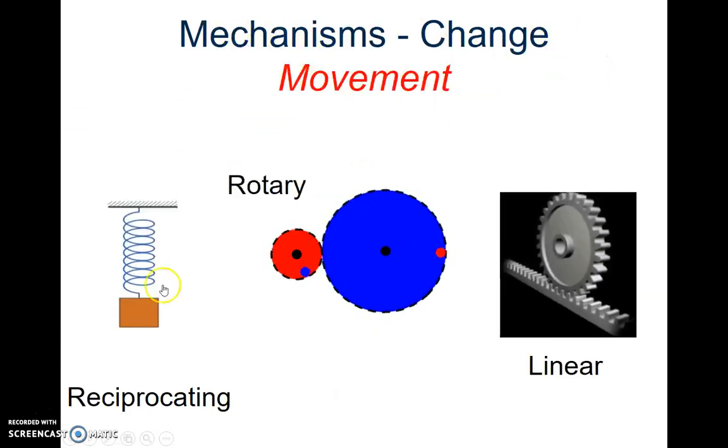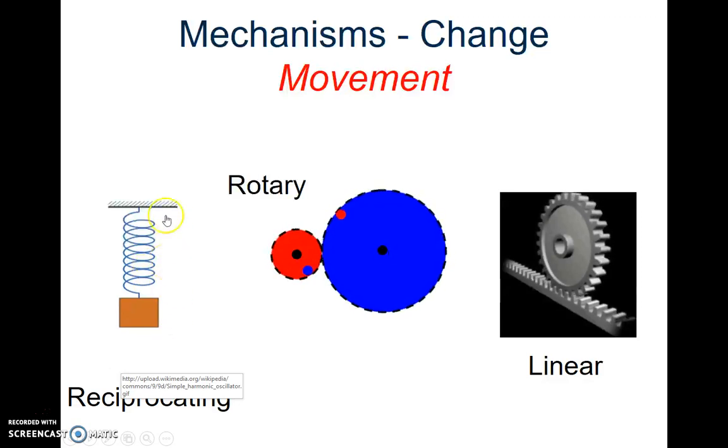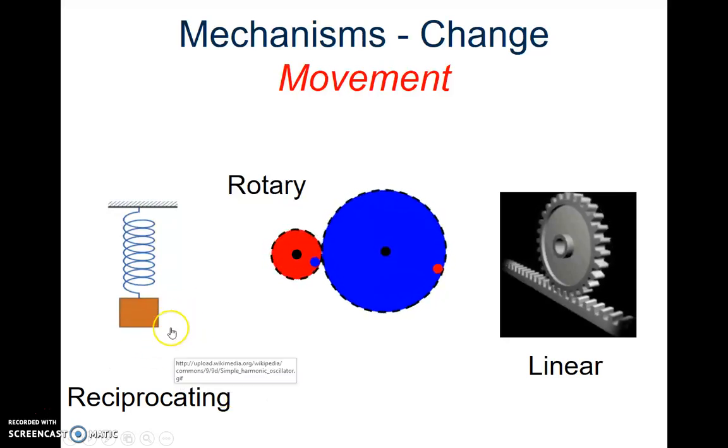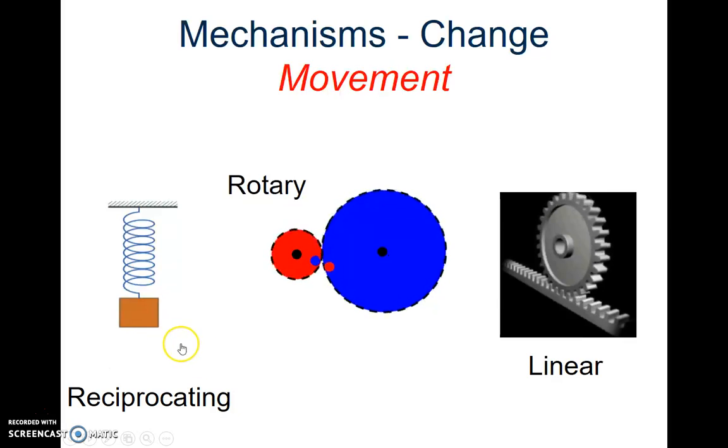Mechanisms can also change movement. Three types of movement that we will see in our classroom. Number one is reciprocating, so that means something going up, down, up, down, over and over. So, for example, that engine, the crankshaft and pistons I showed you in the very beginning, the input motion was a turning motion, and the output was the pistons going up and down in a reciprocating motion. So, movement changed in that setup.